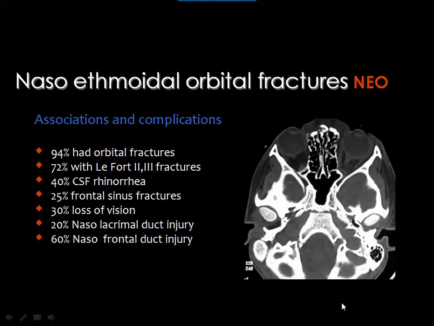And this fracture is usually associated with many other injuries, like of course orbital fractures, especially the medial orbital wall and the orbital floor, in about 94% of the cases. It may be associated with the 4 types of fractures, as I will mention, may be associated with CSF rhinorrhea because of injury of the cribriform plate of ethmoids, and the frontal sinus fractures may be seen in about 25% of cases, loss of vision in about 30% of cases, and nasolacrimal duct injury and the nasofrontal duct injury.